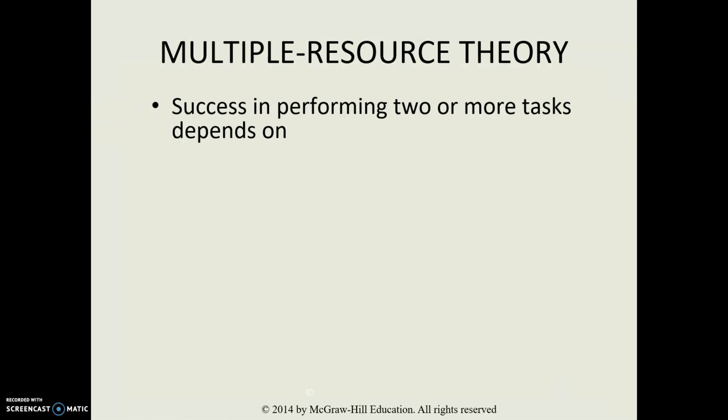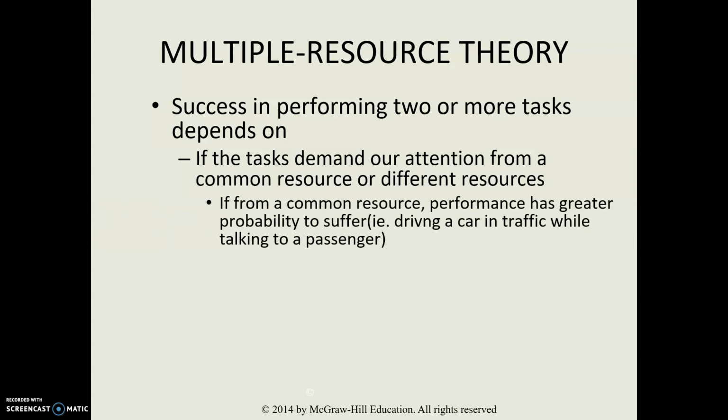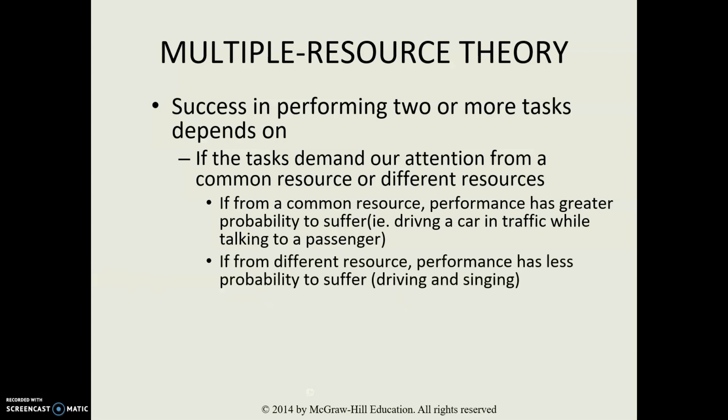So success in performing two or more tasks will depend on where in all those different sources or mechanisms you're drawing from. If you come from a common resource, then you'll have more likelihood to suffer or to not be able to attend to as many things. If they come from different resources, then you're probably going to be more successful. And examples there, texting while driving in heavy traffic would take a lot more cognitive effort, so you might struggle more attending to those kinds of activities than if you're in light traffic and maybe you're at a stop sign or a stoplight.